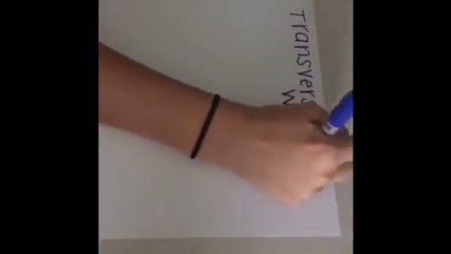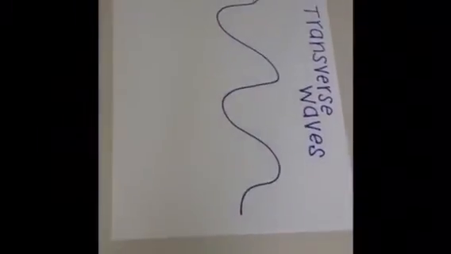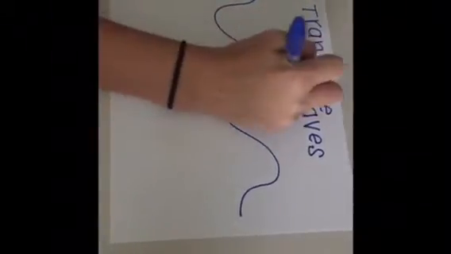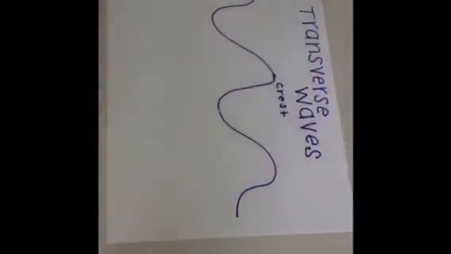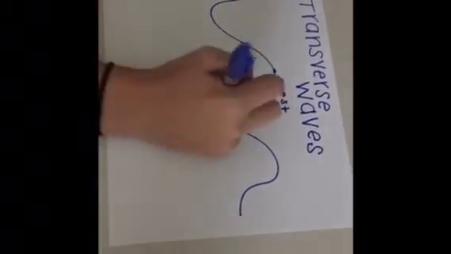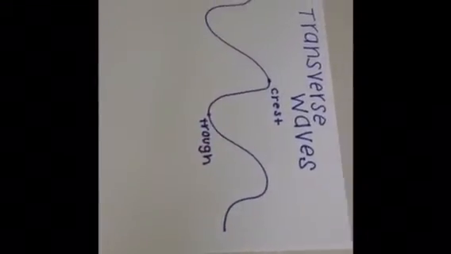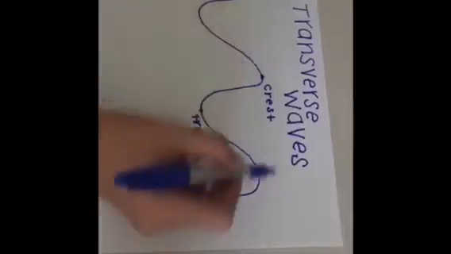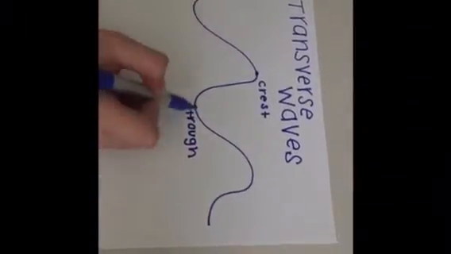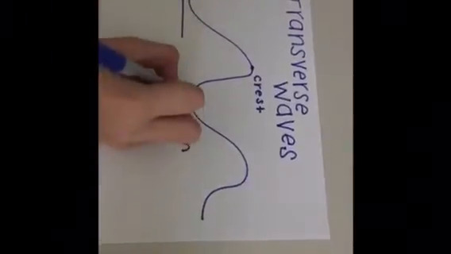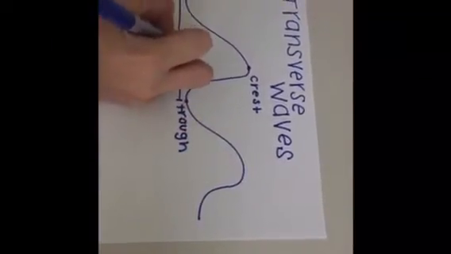Transverse waves. A transverse wave looks like this and has a few important parts. This is the crest of the wave, which is the highest point. The trough is the lowest point of a wave. From one crest to another crest, or one trough to another, is considered a wavelength and is marked like that.